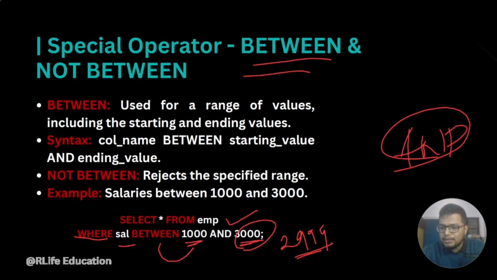Whatever the employee, those who got salary between 1000 to 3000, you're gonna get the result of this. Okay. In case of not between, it does the reverse. We just have to do a small thing. Instead of between, we have to write not between. It's gonna reject the values. Those who are getting salary between 1000 to 3000, except them, it's gonna show all the result.